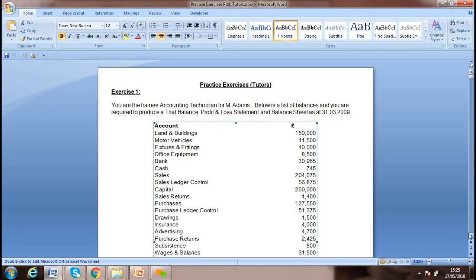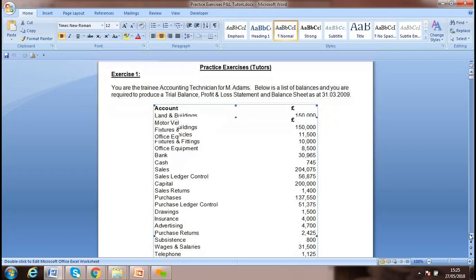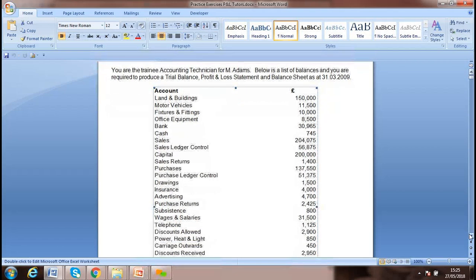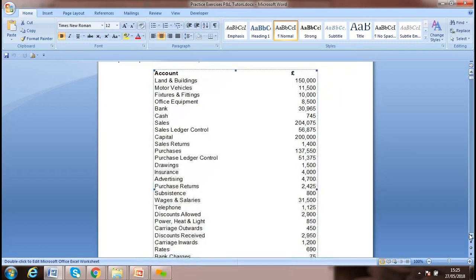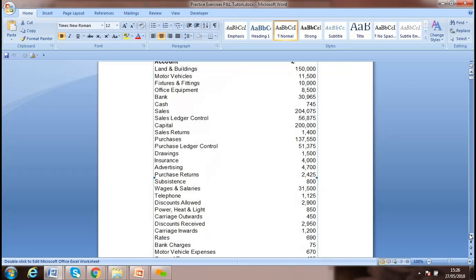Insurance is an expense for a business. Advertising is an expense for a business, so we debit. Purchase return means giving goods back to the suppliers. Subsistence means subsidized things. Wages and salaries are an expense. Telephone is an expense. Discount allowed, we are giving a discount if people pay us money earlier, so that's an expense for a business.